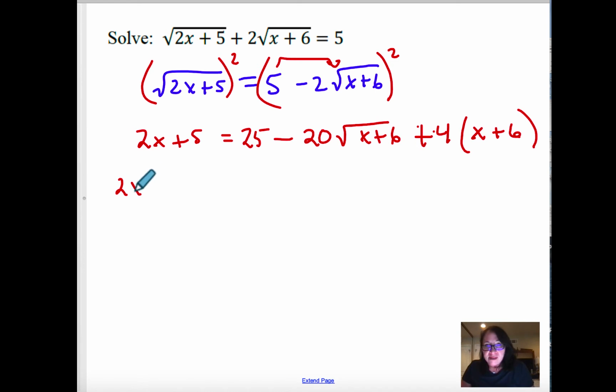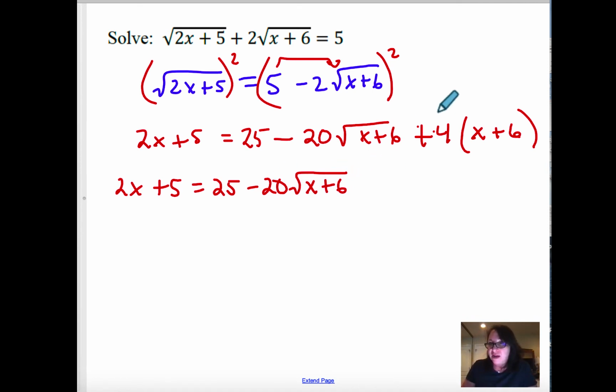So rewriting this, we get 2x plus 5 equals 25 minus 20. And please do not subtract those. That 20 is multiplied by this root, it's attached. The only way you can undo a multiplication like this is to divide. And then we have plus 4x plus 24.